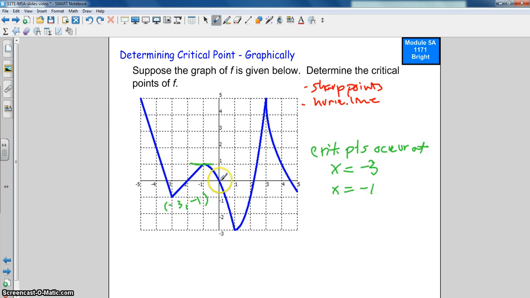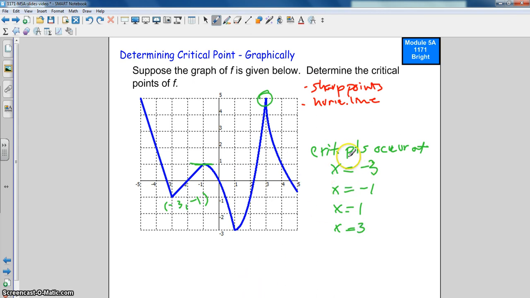Okay, progressing. Slope is not 0, slope is not 0, slope is not 0. Down here, I have the slope being 0, and you could also say this is a sharp point too. So I would say I'm going to have a critical point also at x is equal to 1. And then my last sharp point is right up here. This is a big cusp. So I'm also going to say that a critical point occurs at positive 3.